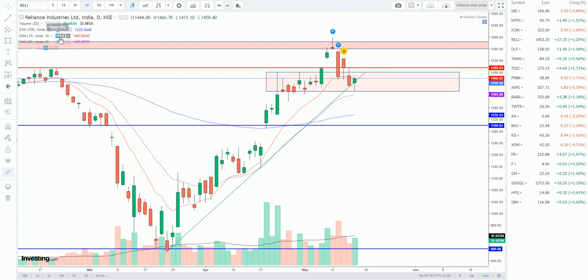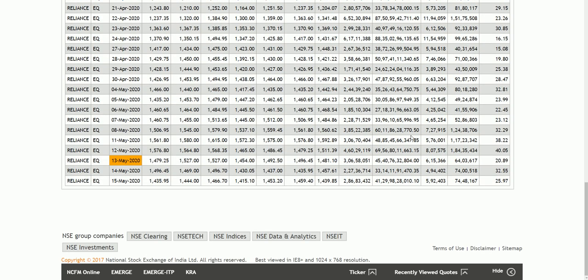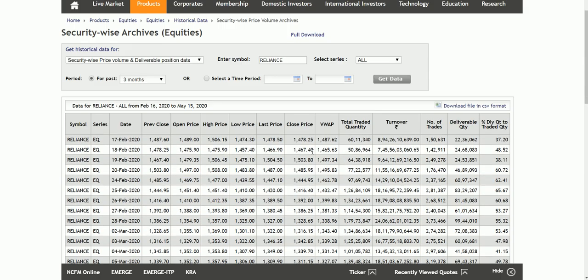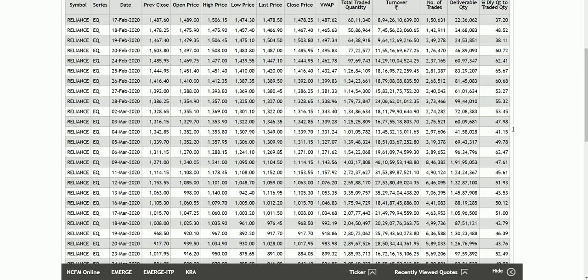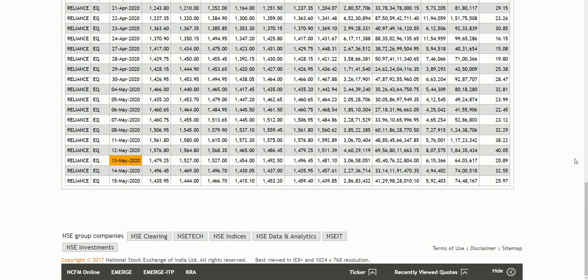So both the setups are giving a neutral sign, not a bullish sign. Volume analysis. So what the volume says about this. I have taken a 3-month volume of Reliance. Here you can see from February to till May.